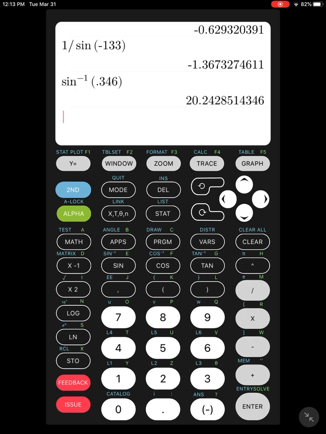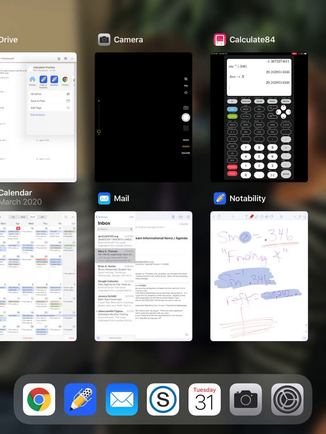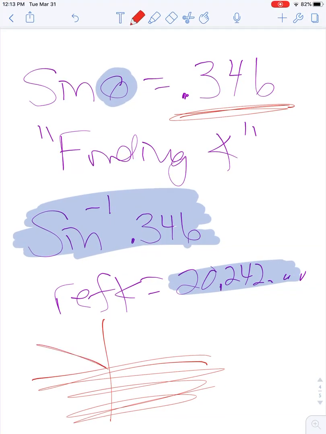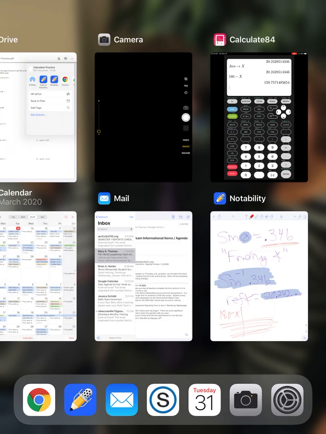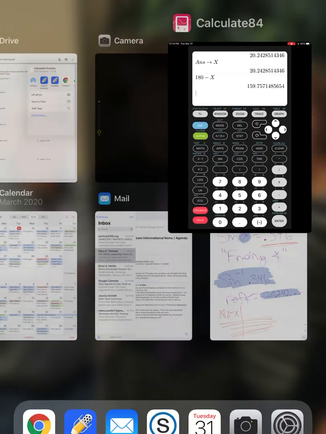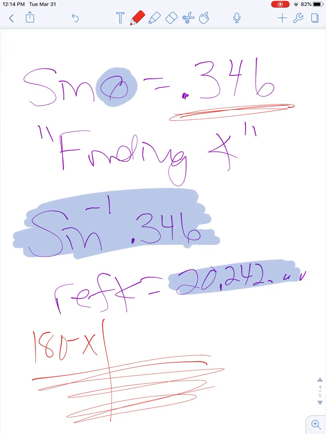So right away, when I get my reference angle, I'm going to store that in for x. And now I'm just going to be able to do everything in the calculator. What do I want? I want the second quadrant answer, so I know I'm going to have to take 180 minus that answer. So if I'm in the second quadrant, I'm going to go 180 minus x. So right here, I'm going to go 180 minus x, and there's my second quadrant answer, 757.